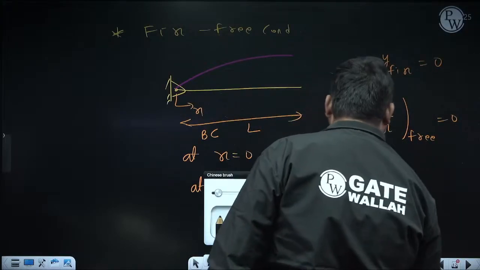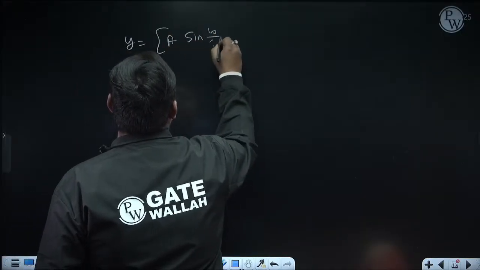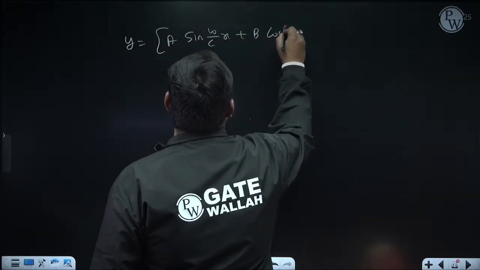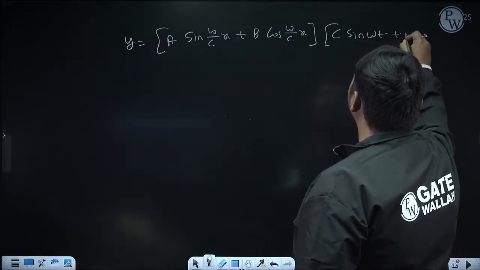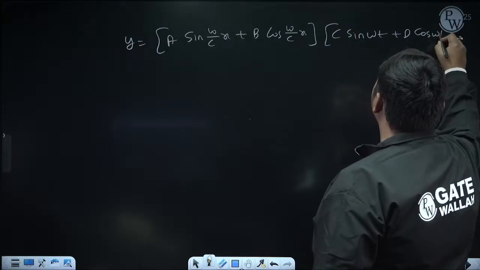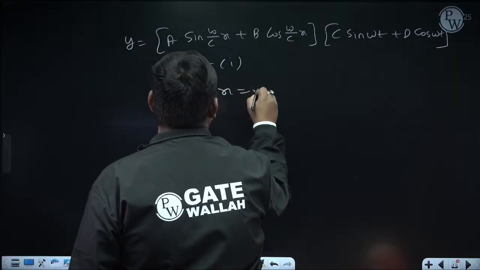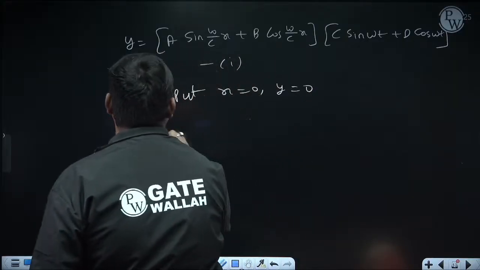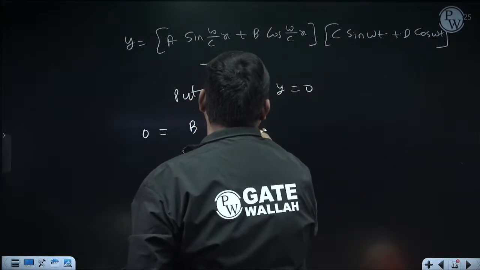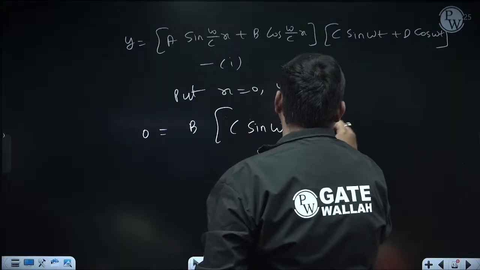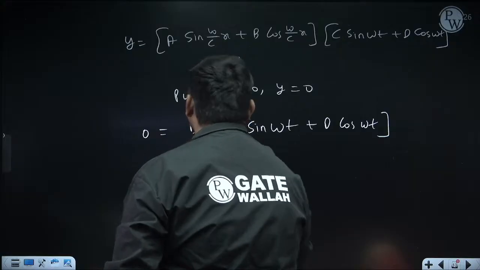Okay. Now we know the equation of y is like this: y = (A sin(ωx/c) + B cos(ωx/c))(C sin ωt + D cos ωt). Equation 1. Now put x equal to 0, y equal to 0. It will be like this: y equal to 0, x equal to 0, this part is 0, cos 0 is 1, so it will be B times (C sin ωt + D cos ωt). So B will be 0. Okay. Now I am putting B equal to 0 in equation 1.